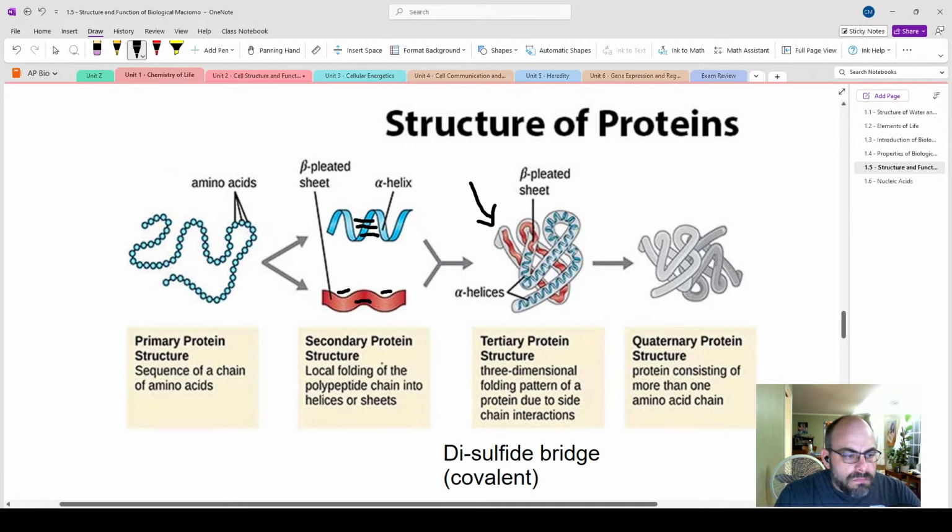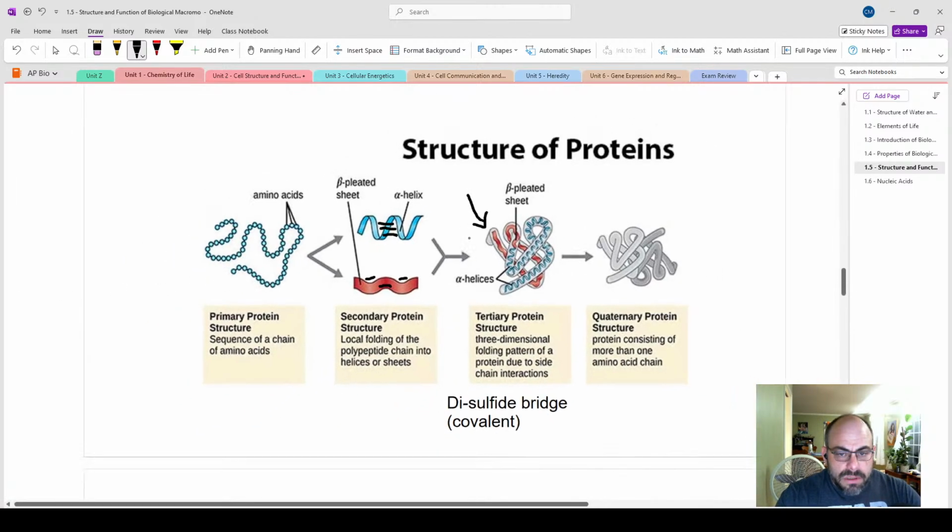So, when I talk about proteins having a shape, their shape determines their function. This is the process of it going from a string of beads to something that has a shape that can do a job. Explain how structure relates to function with proteins. So that was that with proteins.